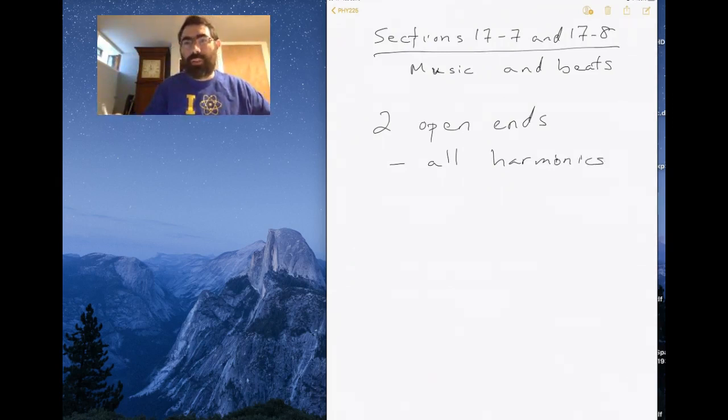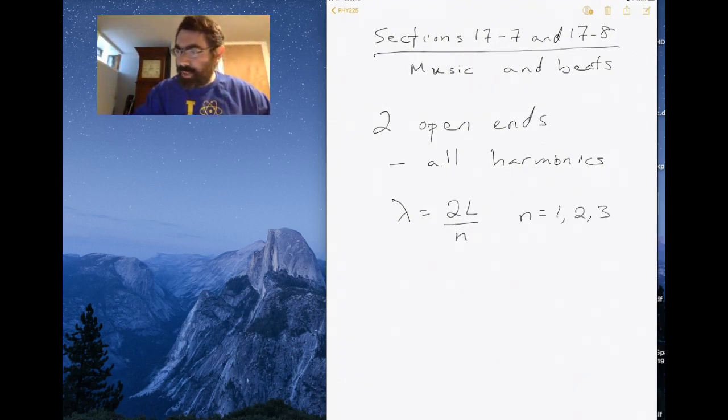Basically you have to start with twice the length. You get 2 wavelengths for the length of the pipe. So our wavelength that we can write down is twice the length of the pipe divided by some integer n, where n is 1, 2, 3, and so forth. We're starting with n equal 1 because really, if you look at it, we're starting with the second harmonic. Or the first harmonic, but there are 2 wavelengths. So we're starting with the second harmonic.